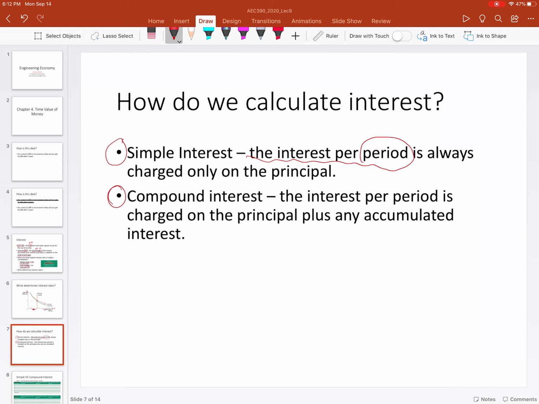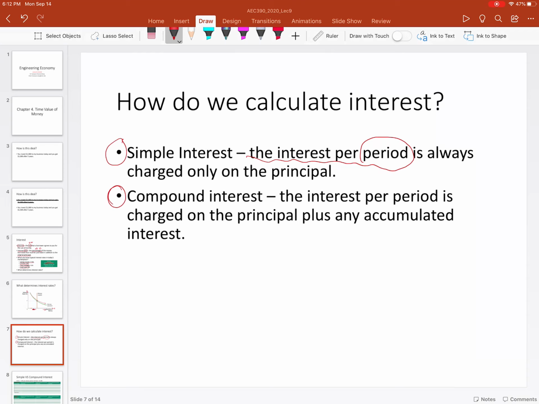It could also be every month, okay? Like your credit card. Your credit card will be paid back every month, right? So at the end of every month, the credit card company will calculate how much interest you owe them, okay? And that one month is one period.